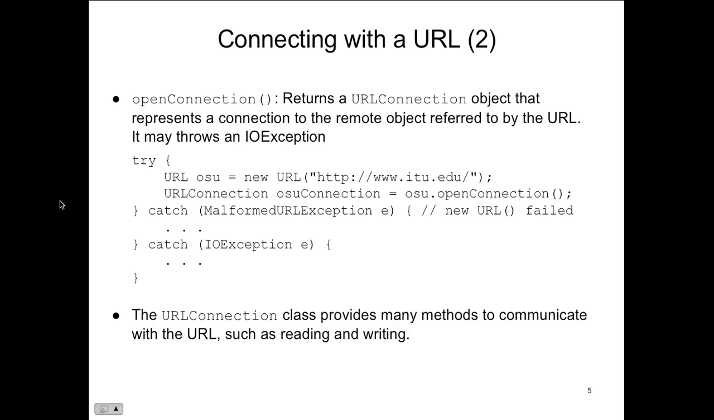To perform the networking operation, we open a connection. It returns a URL connection object, which represents a connection to the remote object referred to in the URL, and it will also throw an IO exception. So we go to http://www.itu.edu. It's a new URL that we're going to connect, and we're going to use a URL connection object to connect to this particular URL that we've created. I should have changed OSU, Oregon State University, to ITU, but essentially that's what that abbreviation is for. The URL connection class provides many of the methods to communicate to the URL, such as reading and writing to the URL.